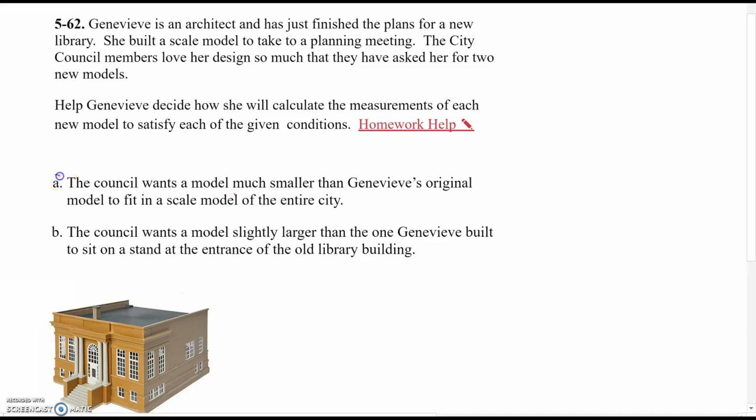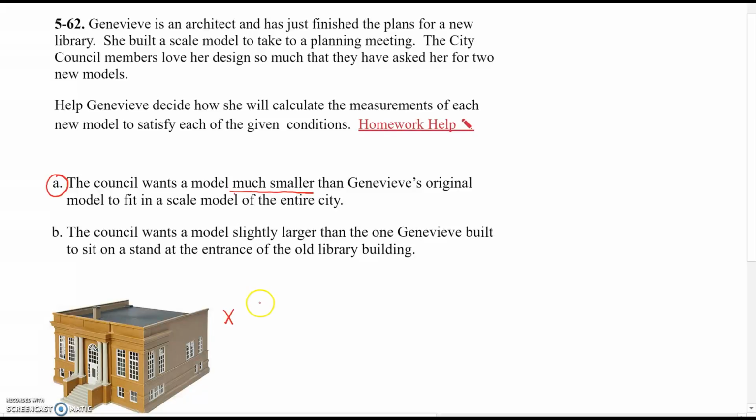And so part A here, I'm going to do in red. The council wants a model that is much smaller. So what can she do? What she's going to have to do is take each one of these measurements all over, and take some portion of them. So she's going to multiply, right? Of means multiply, so take some portion of that.